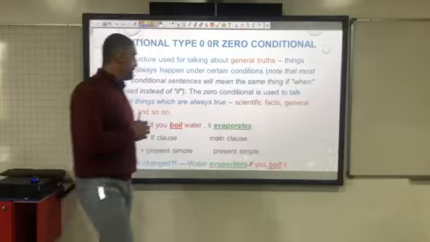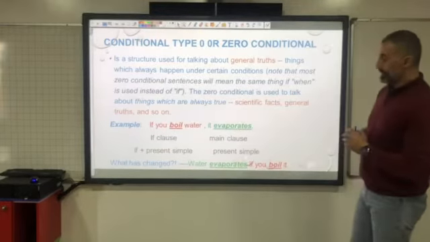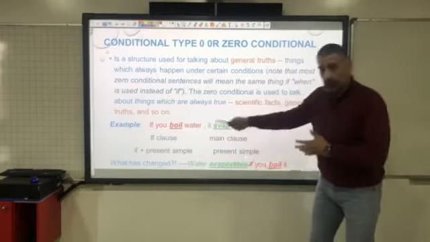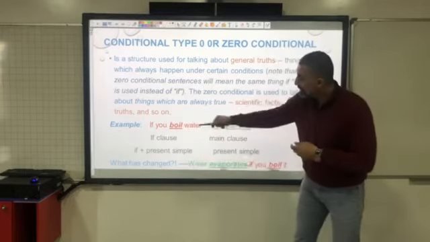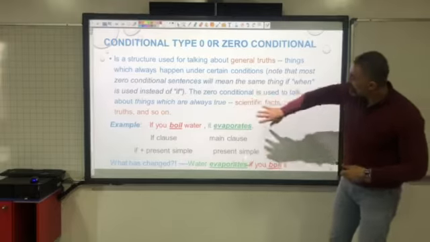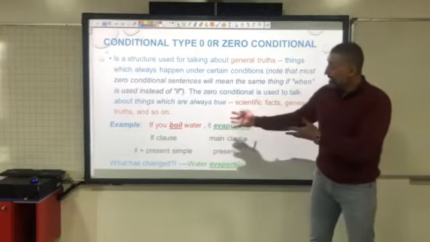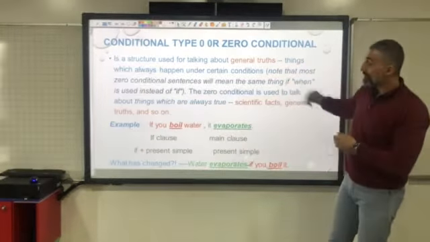Now, if you consider the example, if you boil water, it evaporates. Actually, the first part, or the first half of this sentence, is the if clause. It has the condition, which is, if you boil water. The corresponding result is in the main clause, it says it evaporates. Now, what happens to water when you boil it? It evaporates. This is a scientific fact.